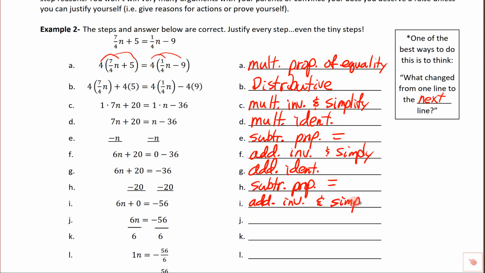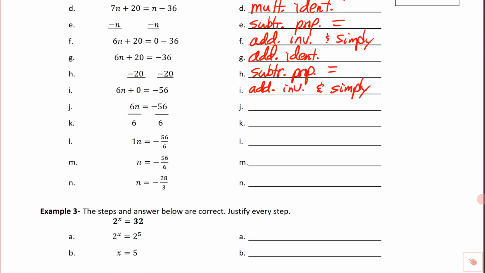So you'll notice that this is the same step as we had up above here. That will happen quite a bit. And we're just kind of following this down here. What happened from here to here? Well, we've got a negative 56 and we've got a 6n plus 0 that turned into a 6n. So let's see, that is, well, we added 0, it stayed the same. So that is the additive identity.